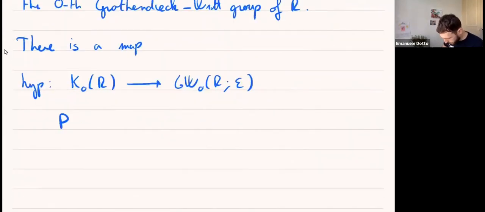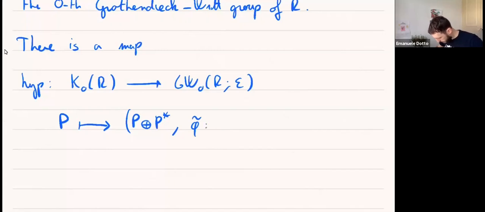It takes a module, or an element in the K group determined by a module, and sends it to the following. It will give a module with a form, and the underlying module of the form is going to be the direct sum of P and P dual. Let me describe the adjoint. The adjoint is going to be a map from this module to its dual, which is P dual plus P double dual.